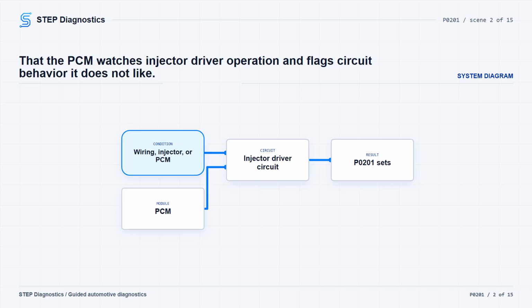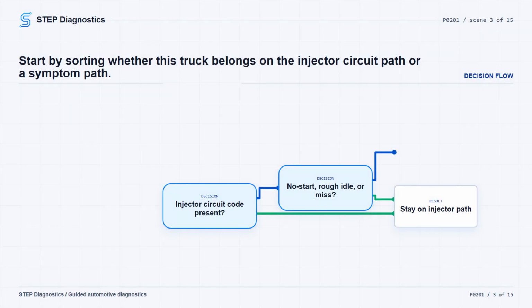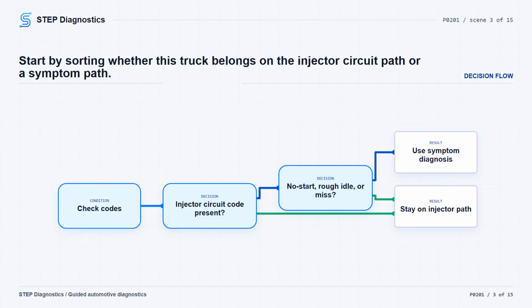Treat this like an electrical circuit diagnosis, not a part swap job. Start by checking codes. If the direct injector circuit fault is present, stay on this injector circuit path. If that code is not present, but the complaint is no start, rough idle, or a miss, this same path can still help. For other complaints without the injector circuit fault, move back to symptom-based diagnosis instead of forcing this test path.